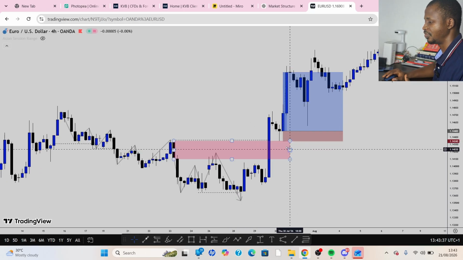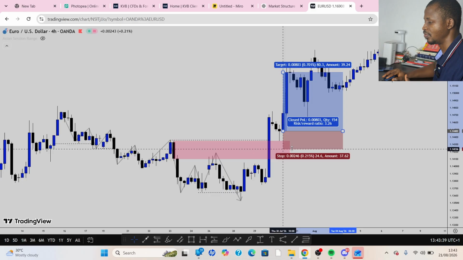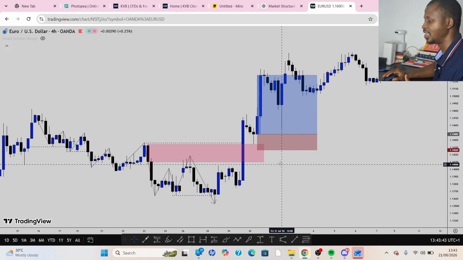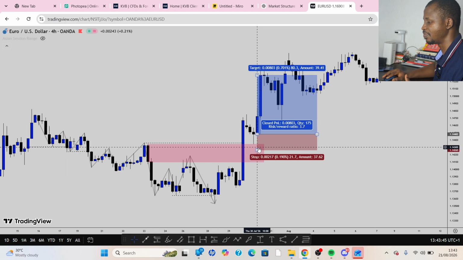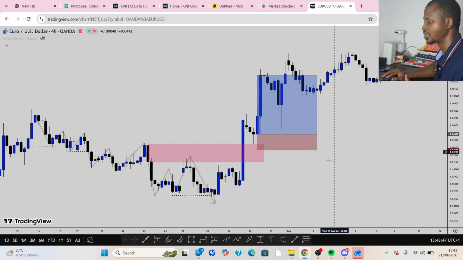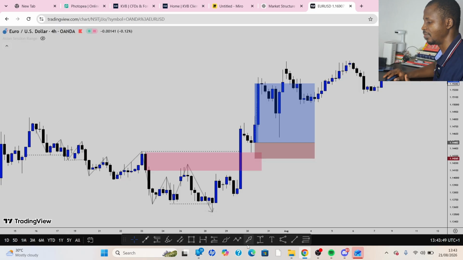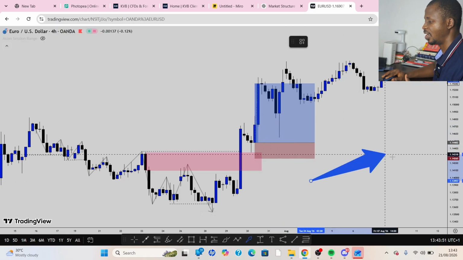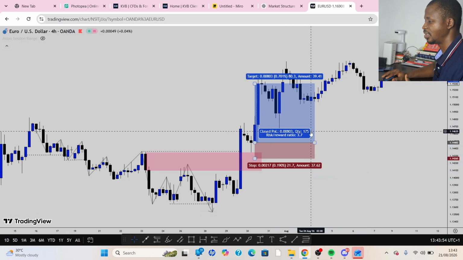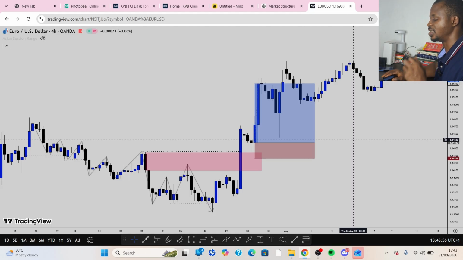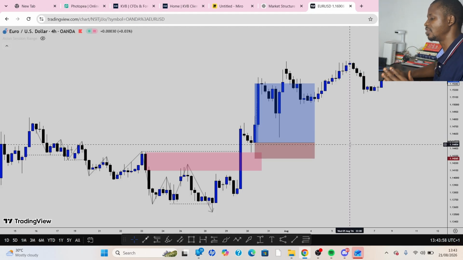If you don't want to, you can just drop it a little bit. Maybe 20 pips stop loss, 21 pips stop loss, and boom, you are already in profit of, let's say, 80 pips. So it's a nice setup. That is the best way to find structure shift.